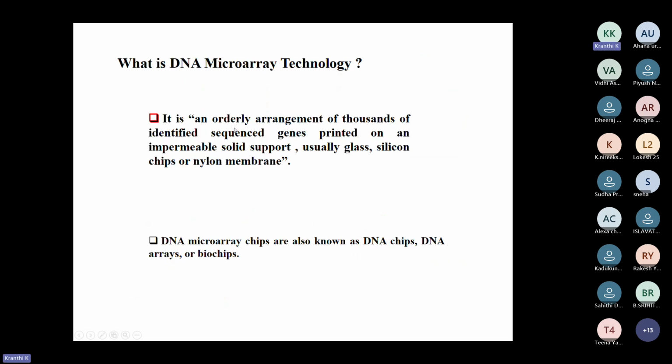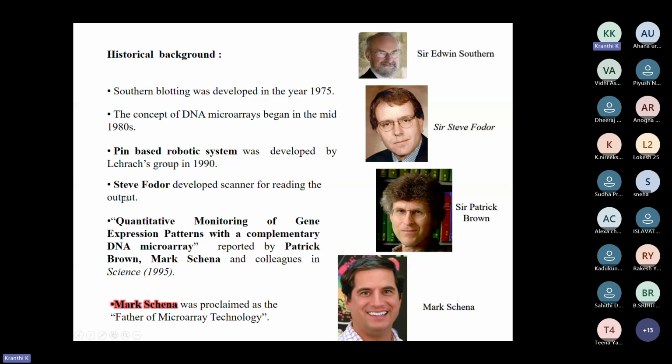It's an orderly arrangement of thousands of identified sequence genes printed on an impermeable solid support, usually glass, silicon, or chips or nylon membrane. DNA microchips are known as DNA chips or DNA arrays or biochips. Okay, so these are the people behind this DNA.